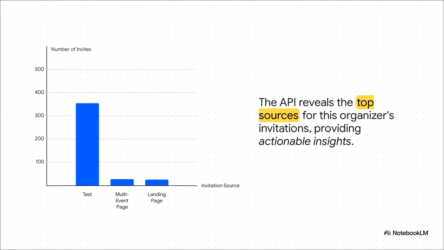But this is where it gets really cool. The API can give us even deeper insights, like where did these attendees come from? And for this organizer, this is fascinating. The huge majority, 355 of them, came from internal tests. But after that, we can see that their multi-event pages and specific landing pages are bringing in real people. This is pure, actionable business intelligence, all served up by the API.